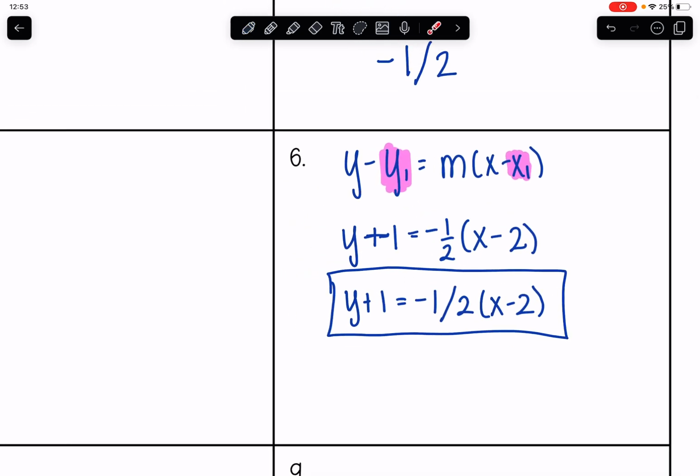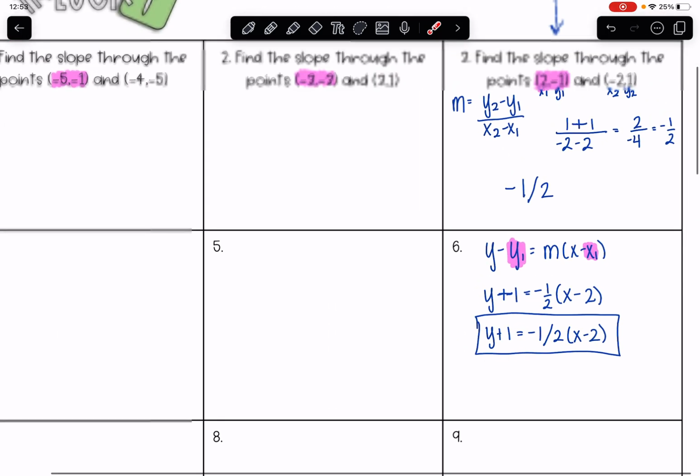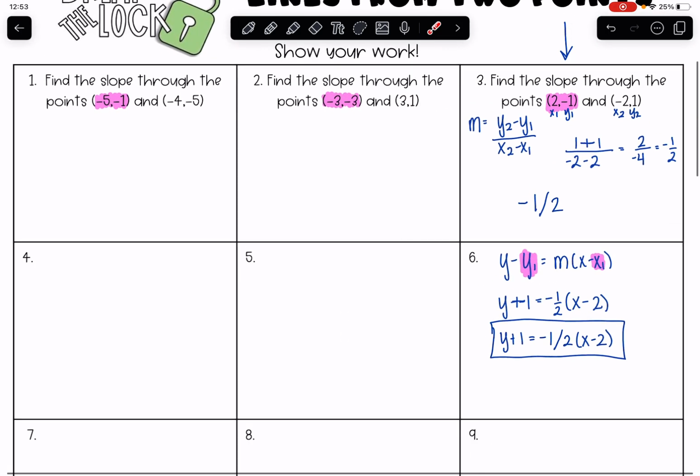So that's all you're doing for this next row is just plugging everything in, typing it all out, okay? So go ahead and work on 4 and 5 now, pause, and then you can unlock and get to the next one.